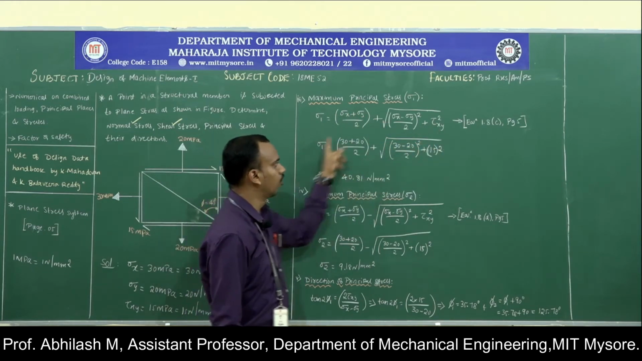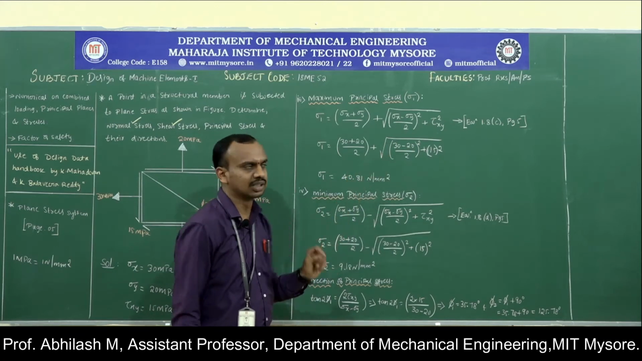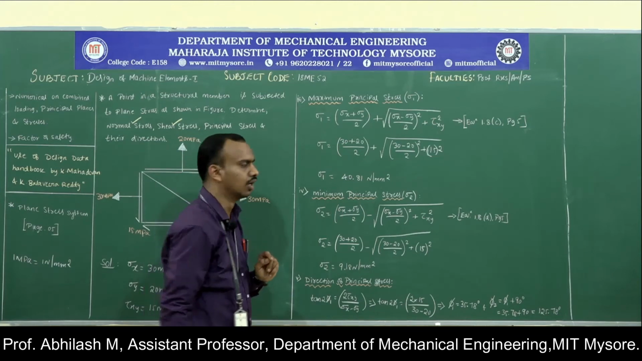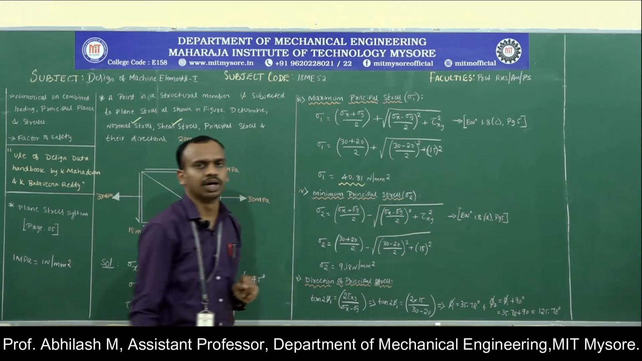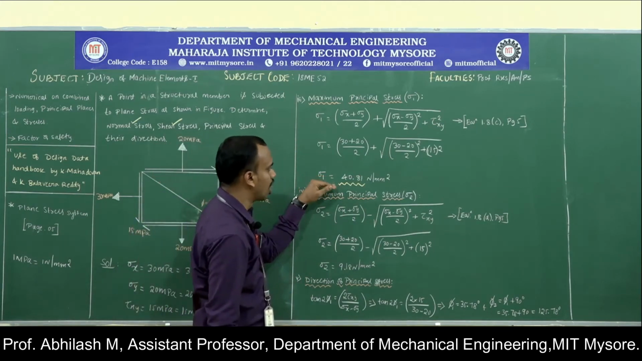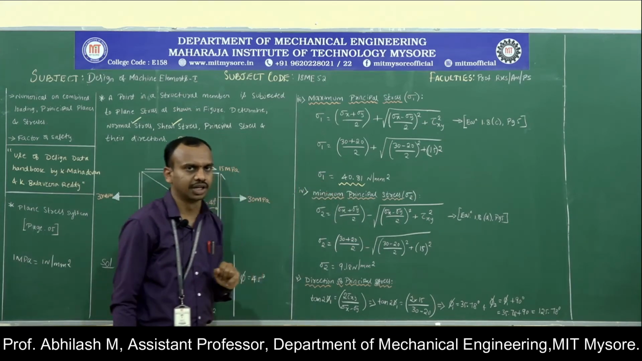Just substitute the values and calculate the maximum principal stress developed in the given plane stress condition. The value is 40.81 Newton per millimeter square. This is the maximum normal principal stress developed for the given condition.